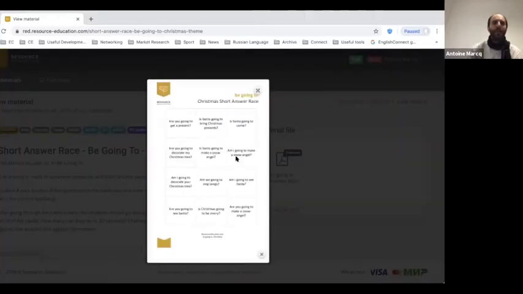There you go. Are you going to get a present? Is Santa going to bring Christmas presents? Is Santa going to come? Are you going to decorate my Christmas tree? Are you going to decorate my Christmas tree? Is Santa going to make a snow angel? Am I going to make a snow angel? Am I going to decorate your Christmas tree? Are we going to sing songs? Am I going to see Santa? Are we going to see Santa? Are you going to see Santa? Is Christmas going to be merry? And are you going to make a snow angel?